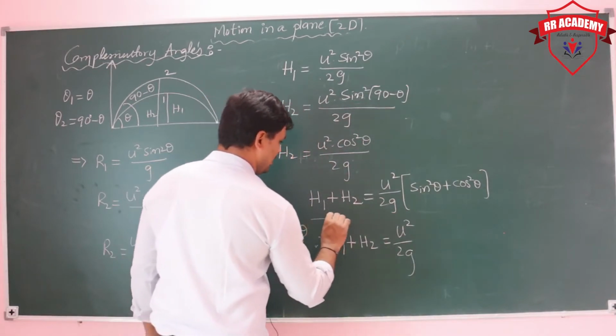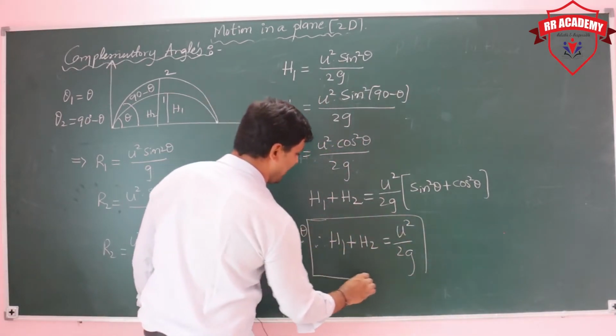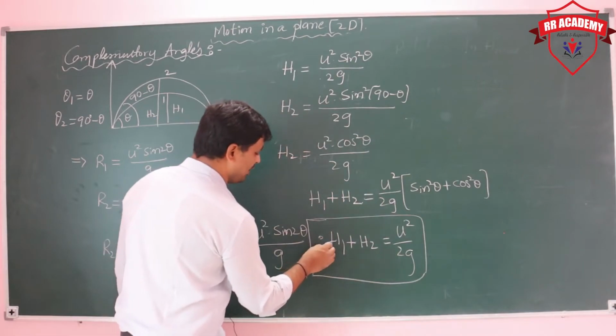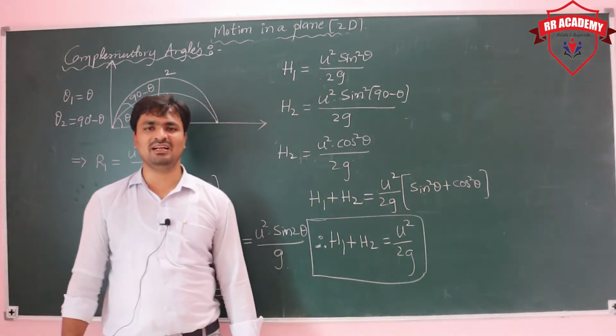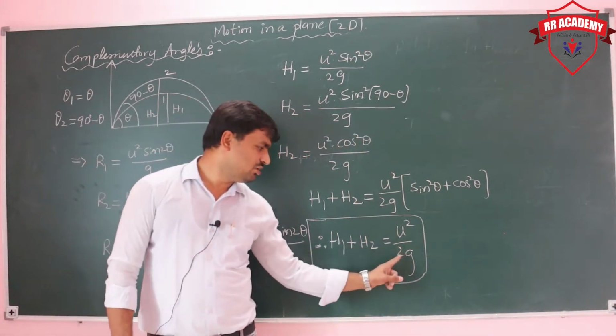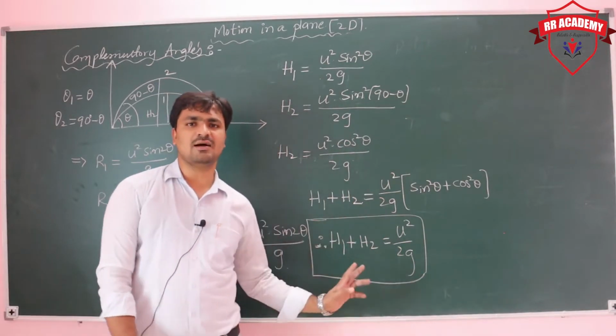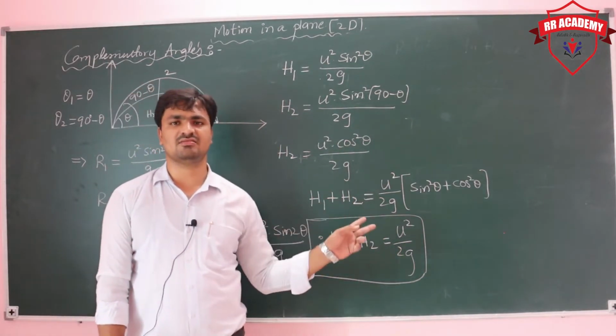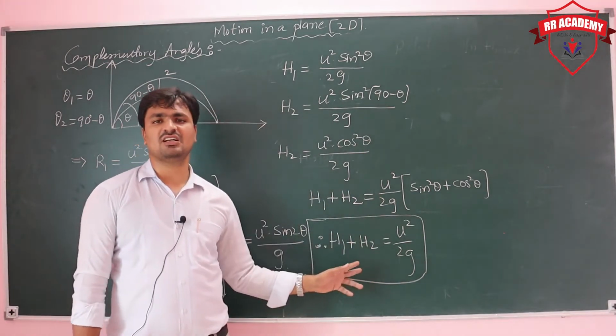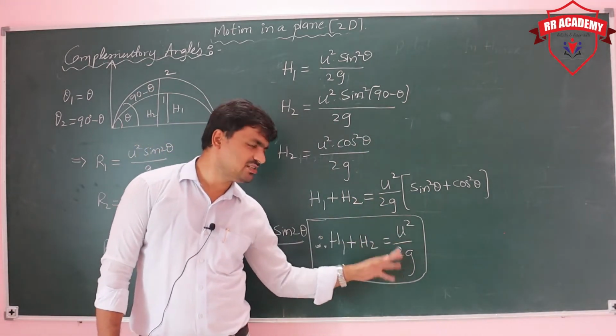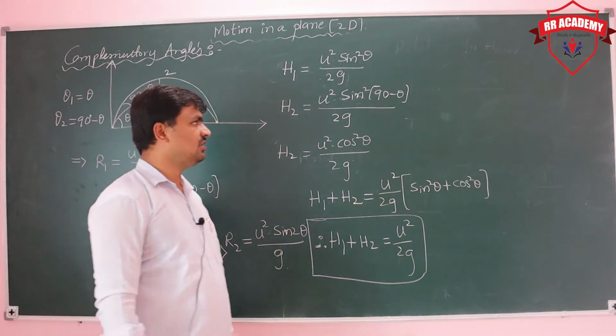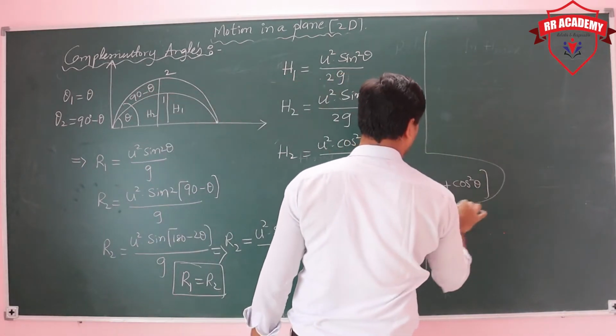That means the sum of the maximum heights of two bodies projected with complementary angles is equal to u square by 2g. The value is u square upon 2g.